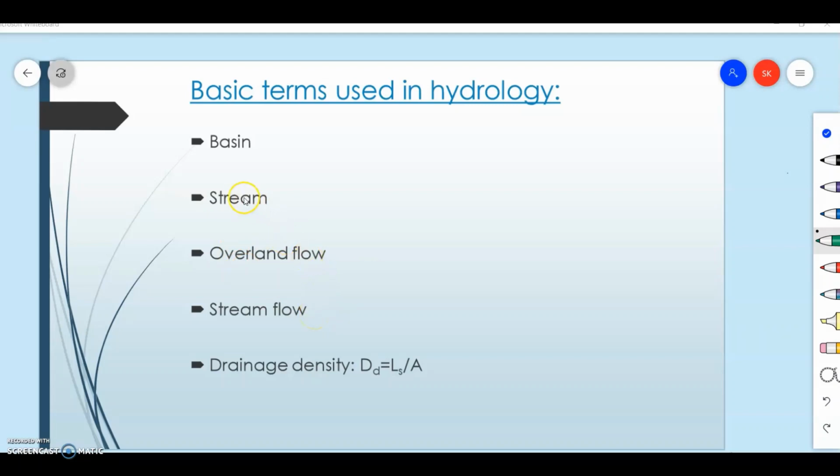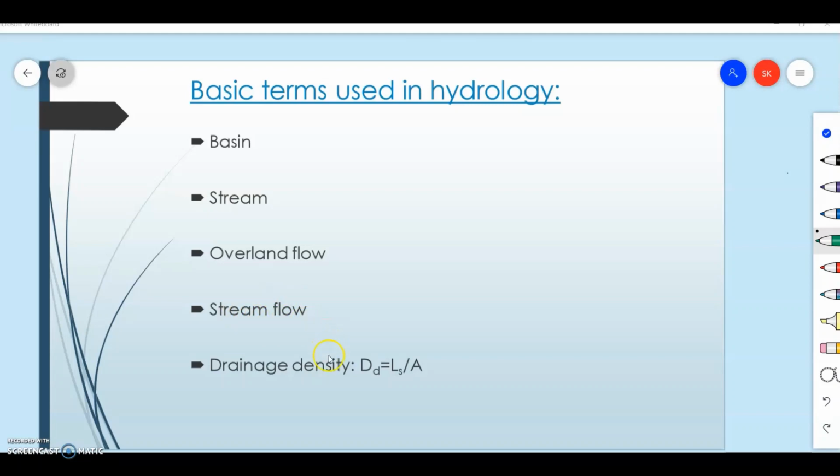Basically the stream is a channel, and stream flow is something different from the stream. What is the difference between stream and stream flow? The stream is a channel, whereas the stream flow is basically the total runoff, consisting of surface flow, subsurface flow, and groundwater flow or base flow. All these come together and we call it stream flow.